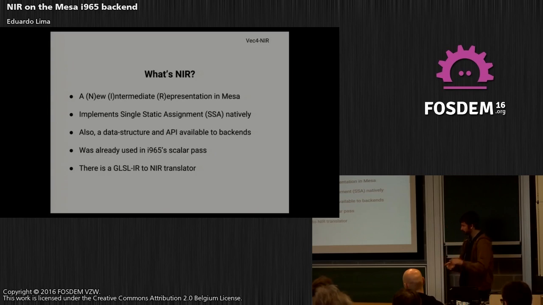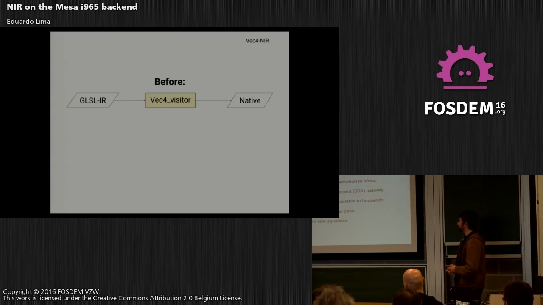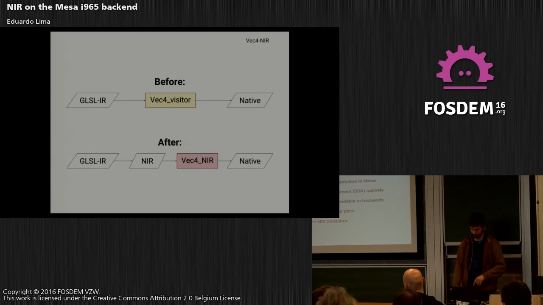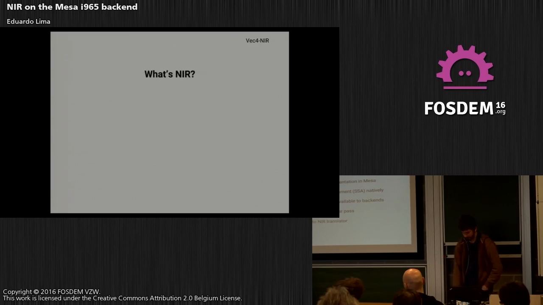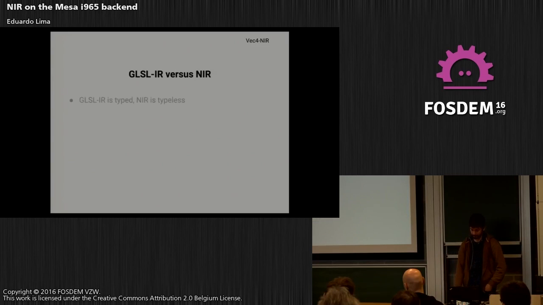NIR was already used, I think since 2014, but it was introduced in the scalar component that we talked about before. So it was already being used when we took over the vector-based engine translation. And as you can see, there's a translation from the old GLSL IR to NIR. We didn't do the translation from IR to NIR, because the work was done when the scalar component started using NIR.